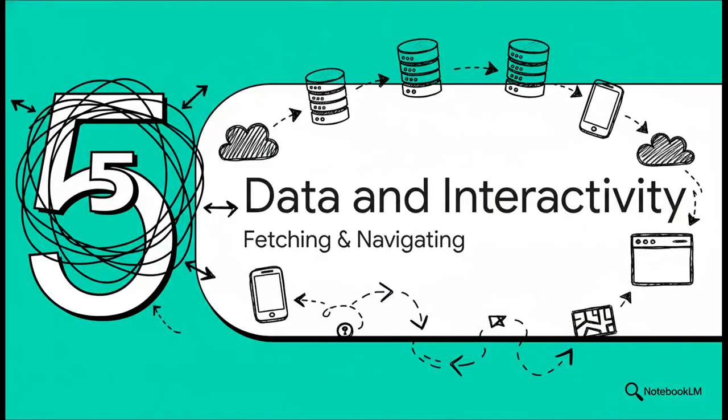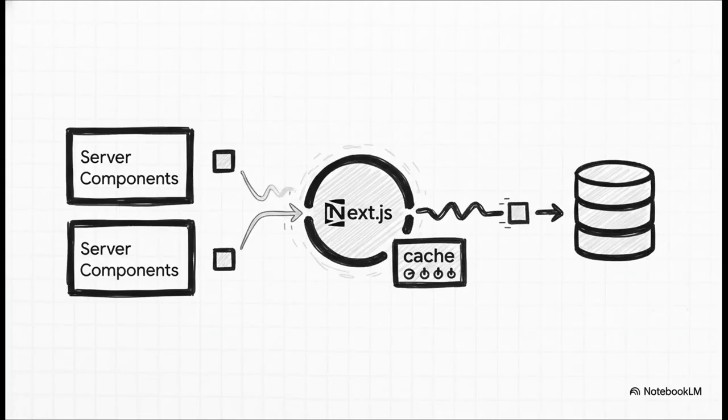All right, we're in the home stretch. We've built the UI, now let's make it come alive. Section 5 is all about data and interactivity, how we actually get data and let our users move around the app. So data fetching is now just beautifully simple. You can use the standard fetch that you already know, and you can do it right inside your server components. And Next.js just supercharges it behind the scenes. It automatically prevents you from fetching the same data twice and gives you really precise control over caching.